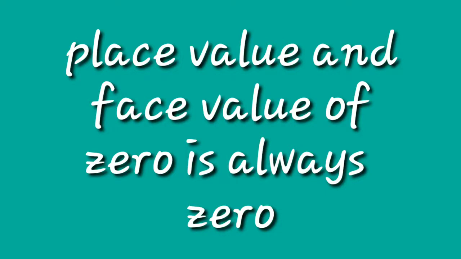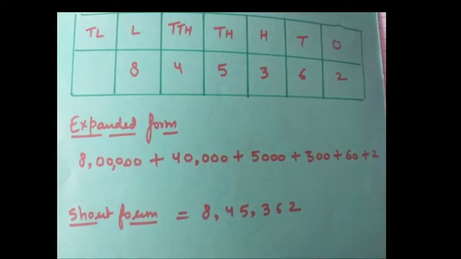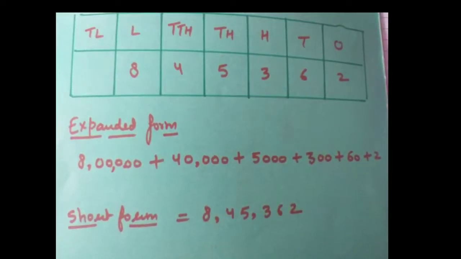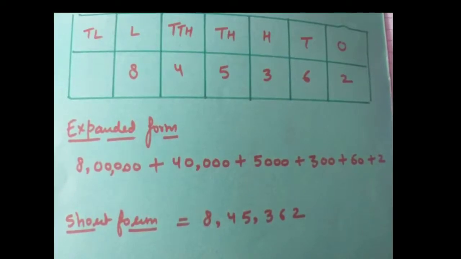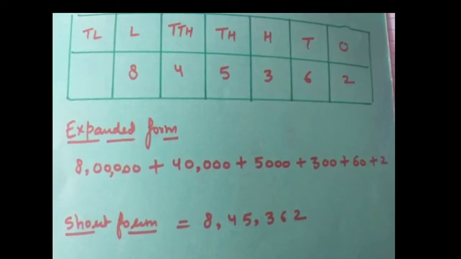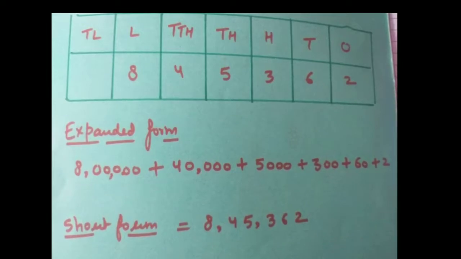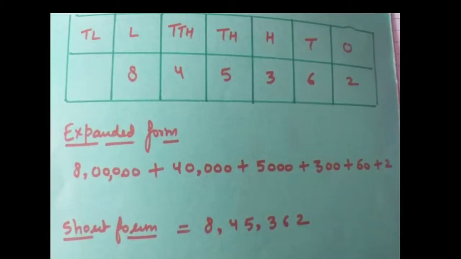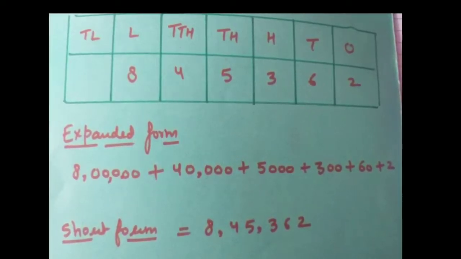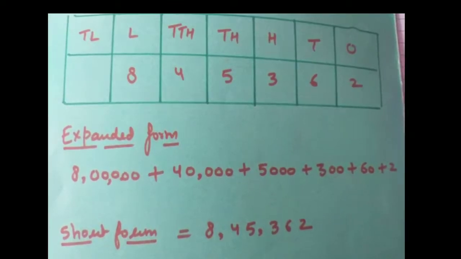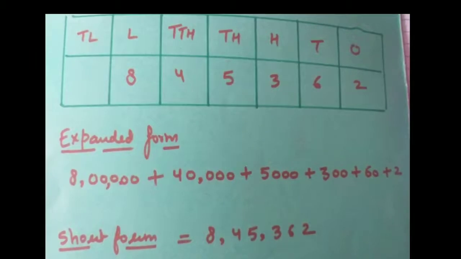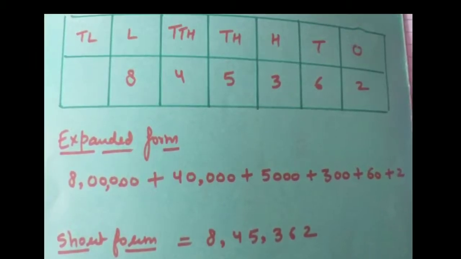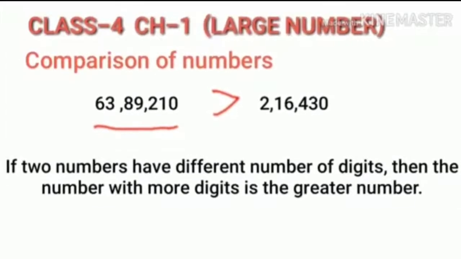After that, we did the concept of expanded form and short form. Writing a number as a sum of the place values of its digits is called its expanded form, whereas the standard form or short form of a number is given by combining the face value of each digit at its correct place.